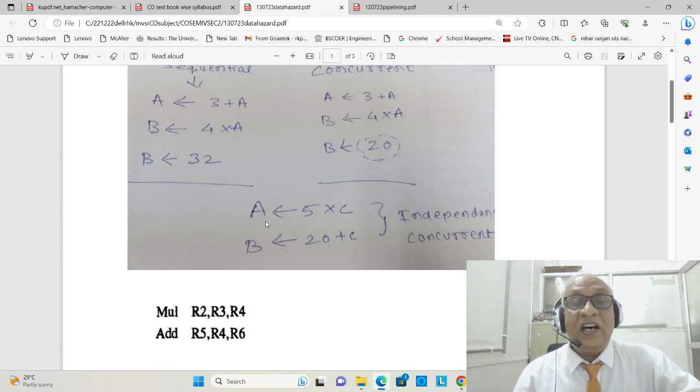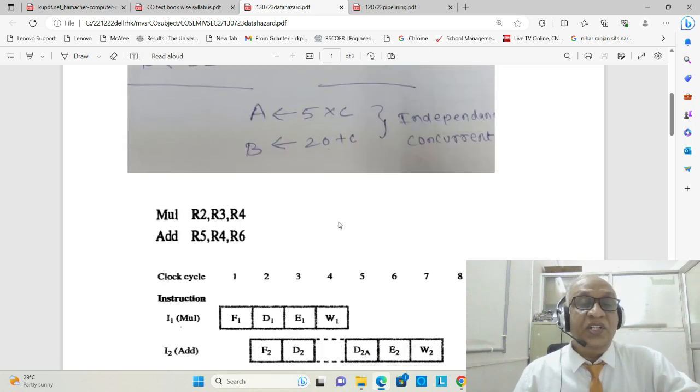Let us take another example. We are calculating the multiplication of 5 multiplied by c and keeping the result in a, as well as performing addition of 20 and c and keeping the result in b. You can see here that these instructions, if we call them instruction 1 and instruction 2, have no dependency among them. As there is no dependency among them, you can concurrently execute these two instructions.